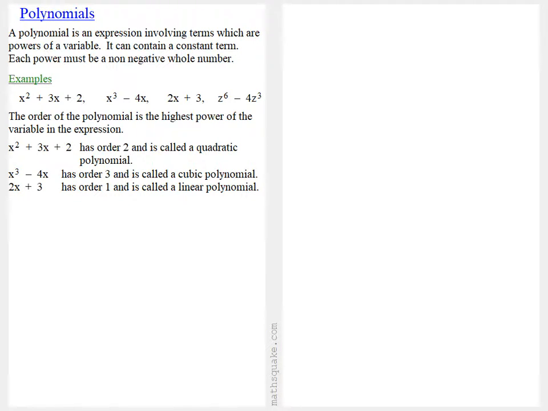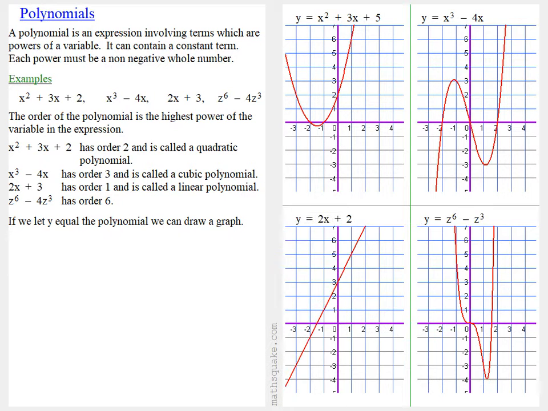2x plus 3 has order 1, and it's called a linear polynomial. We will see that its graph is a straight line. Z to the power 6 minus 4z cubed has order 6. If we let y equal the polynomial, we can draw a graph. We see the graphs curve up and down across the page.